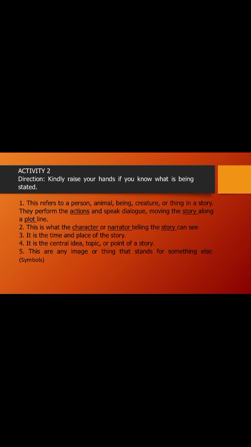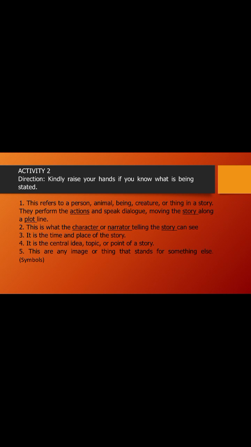Okay, number 1. This refers to a person, animal, being, creature, or thing in the story. They perform the actions and speak dialogue, moving the story along a plotline. If your answer is characters, you are correct. Next, this is what the character or the narrator telling the story can see. Yes, that's correct. That is the point of view.